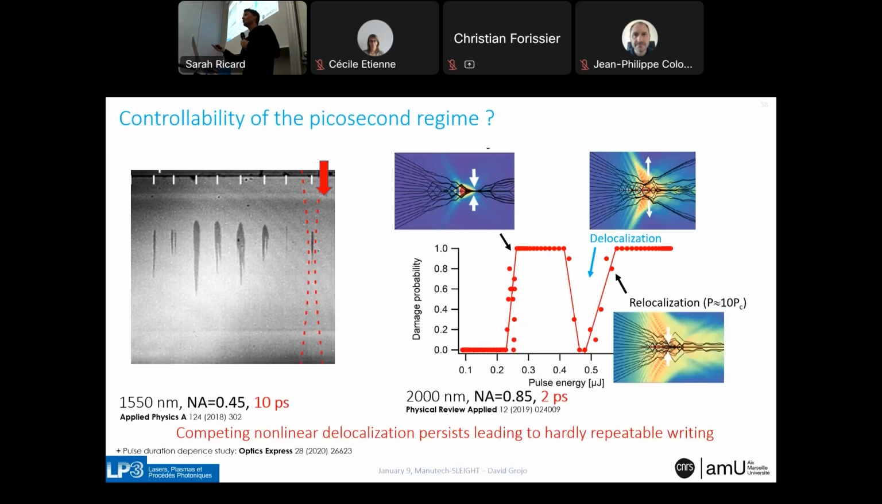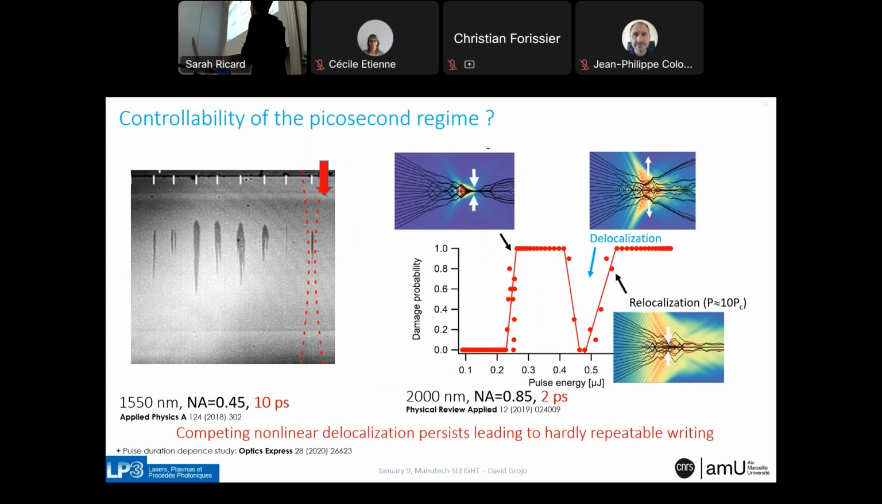So we looked at the temporal domain also. In the same way you can limit the intensity in the prefocal region by increasing the focusing, you can rely on slightly longer pulses to decrease the power and limit the nonlinear limitations. But this is the type of observation people make if they go for the picosecond regime. These images show the infrared lateral view of modifications created with very conventional numerical aperture with 10 picosecond pulses, but with the same conditions.